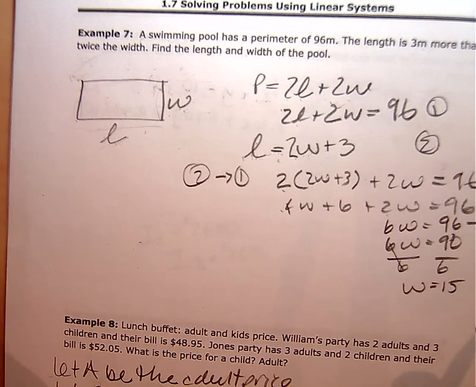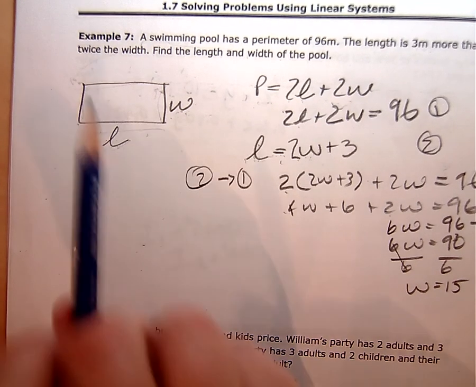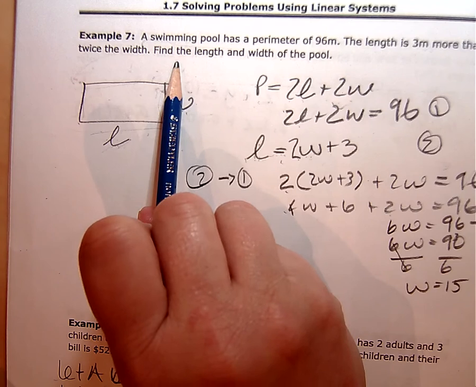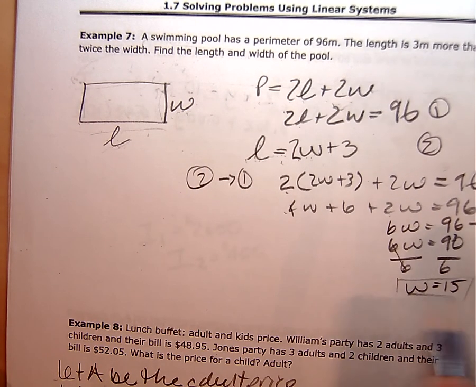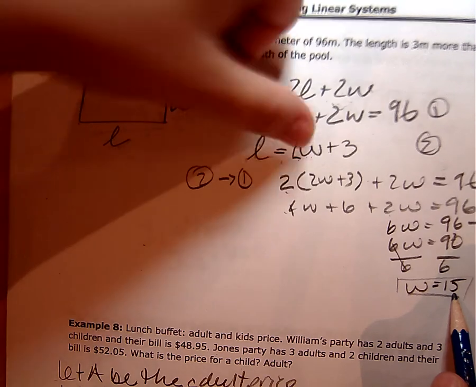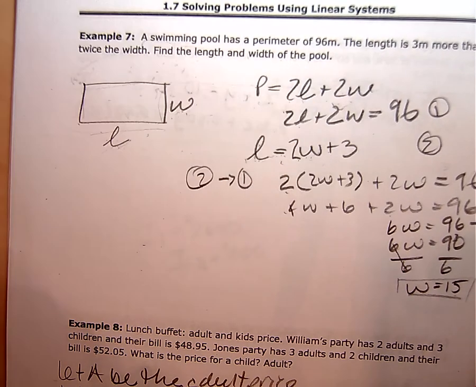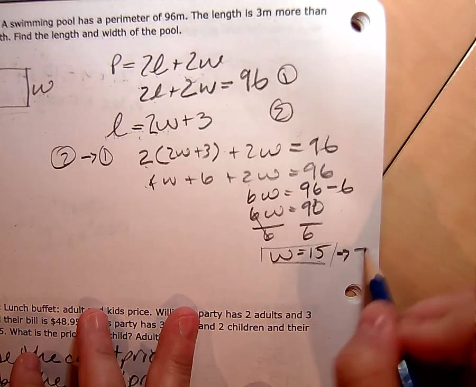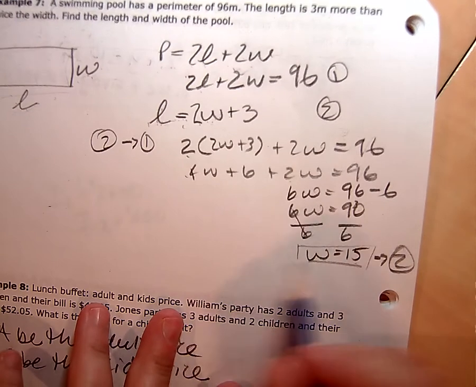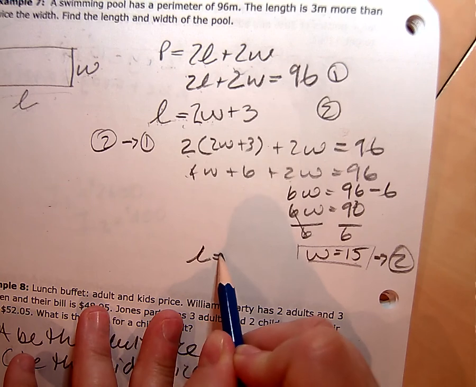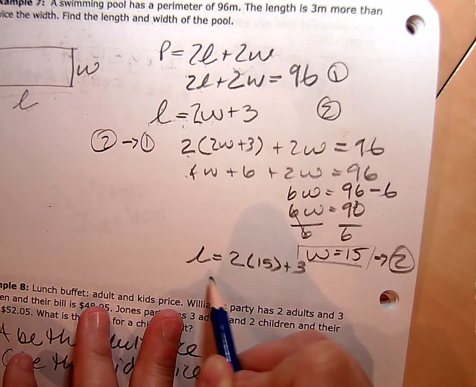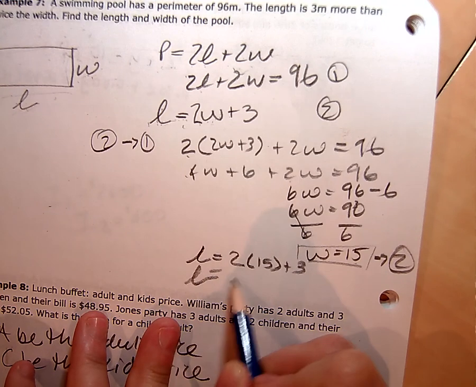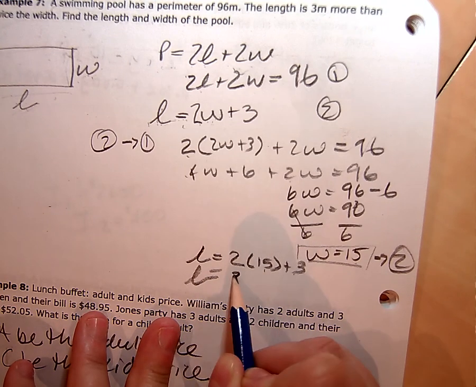Then what we're going to do is read the question and make sure we've answered it. Find the length and the width. No, we don't know it yet. So here's our width, and I'm going to just sub this into equation 2 to find the length. Okay, so now I'm going to do length equals 2W plus 3. So length equals, that's 30 plus 3 is 33.